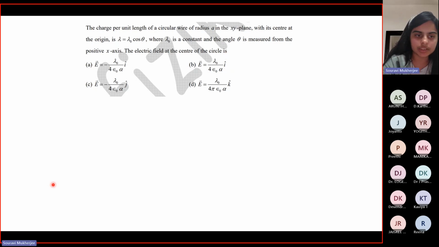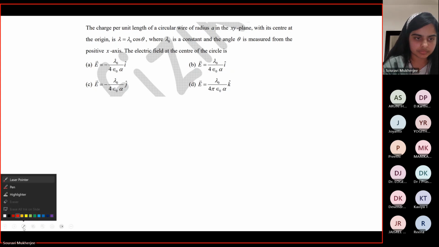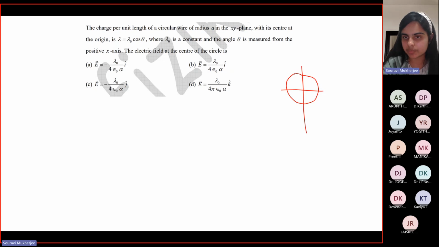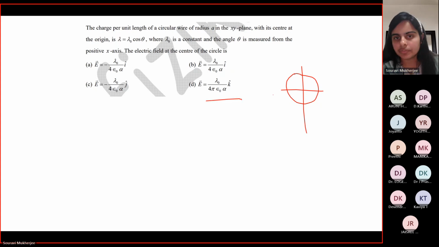So basically the question is that you have a circular wire and then there is a charge distribution. It's in the XY plane. There's a charge distribution based on the angle, right? Now you need to find the net electric field at the center of the circle. The fourth option says that the field should be perpendicular to the XY plane, right? But why do you say so?